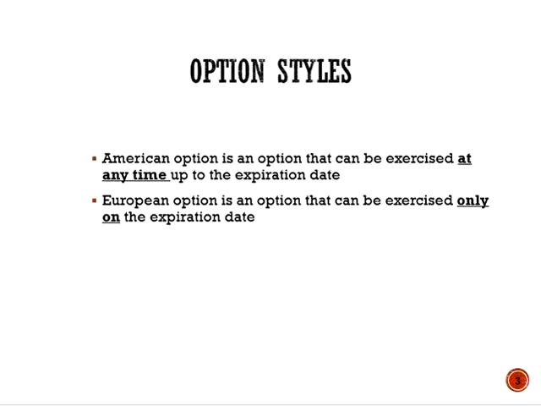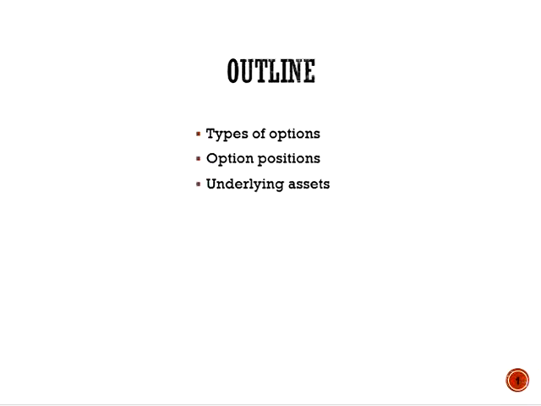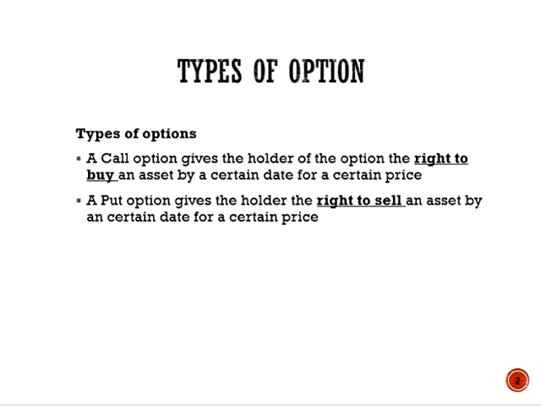To introduce three topics: types of options, option positions, and underlying assets. First, there are two types of options, call option and put option. A call option gives the holder of the option the right to buy an asset by a certain date for a certain price, while a put option gives the holder the right to sell an asset by a certain date for a certain price. There are several terms that should be noted here.